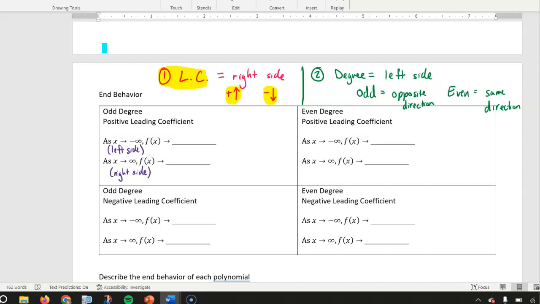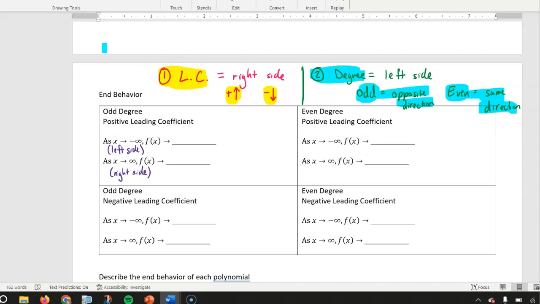Here's what I mean. So again, the second step, we look at the degree. And if the degree is odd, that means that the left side is going to go in the opposite direction. So an easy way to remember that: odd means opposite. If it's even, it's going to go in the same direction. An easy way to remember that is a quadratic. Quadratics, the left and the right side always go in the same direction. Either they both go up or they both go down. So if it's an even degree polynomial, it's going to be similar to a quadratic where the left and right side will both go the same direction.